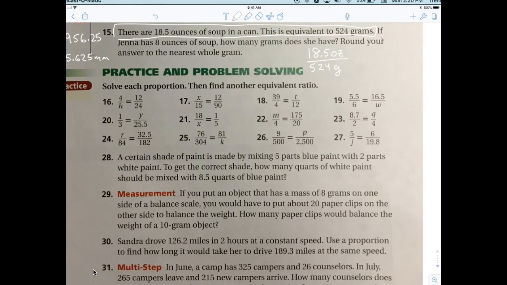Then it says that the person only has what? 8 ounces. You with me? So where does 8 ounces go? On the top, yes. And X goes on the bottom because I'm trying to figure out how many grams is in 8 ounces. Does everybody hear me on that? I don't like the way they set that up too well. Does everybody understand what I'm saying?